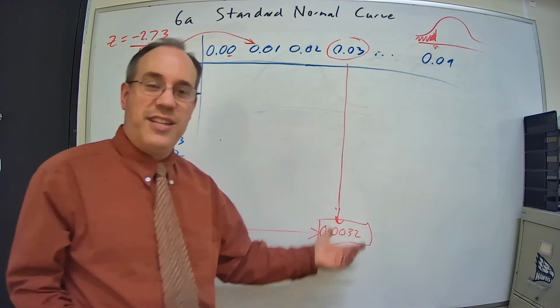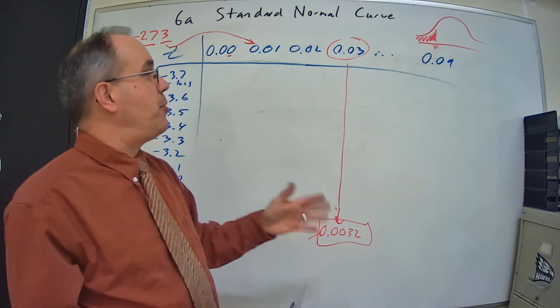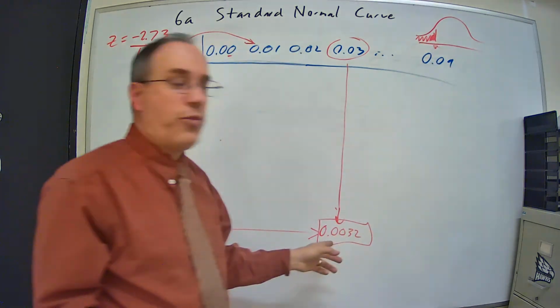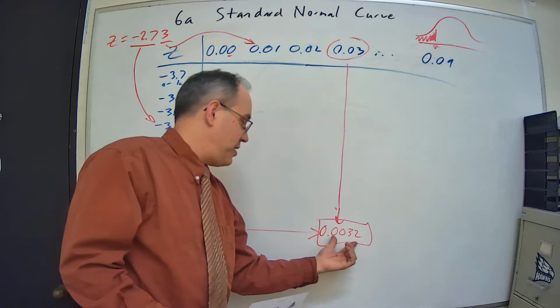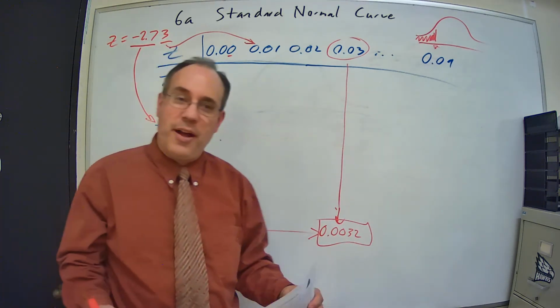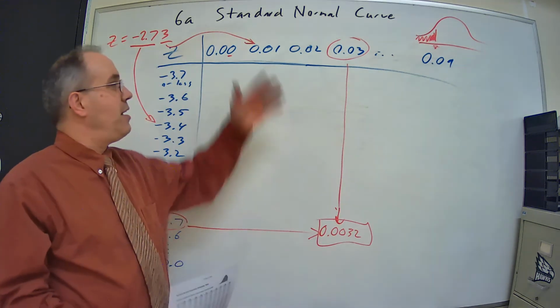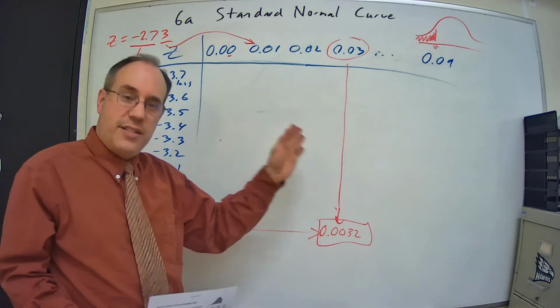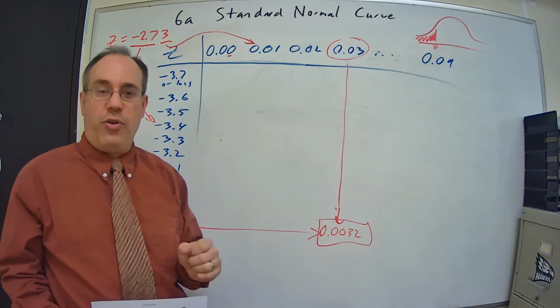So that's not just an area, that's a probability. The probability of something being in that little range up to that z-score is equal to the area up to that z-score. And that's what's kind of cool about this: now we can say, okay, if we have a z-score, we can find the probability that something is less than that z-score.